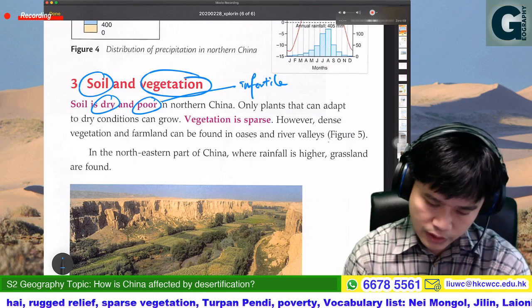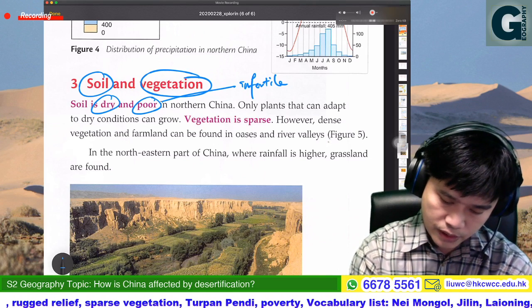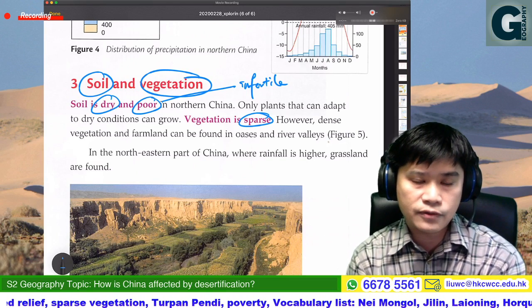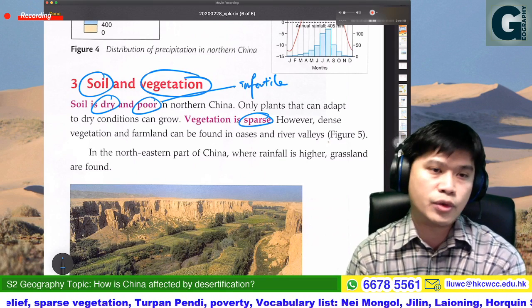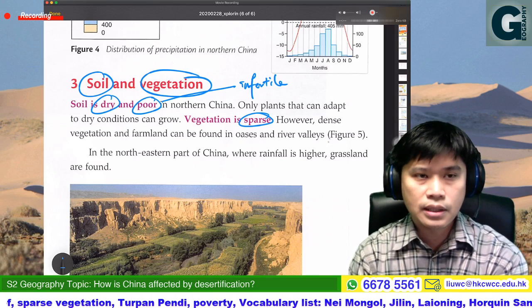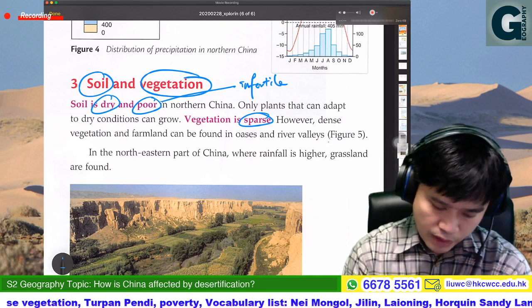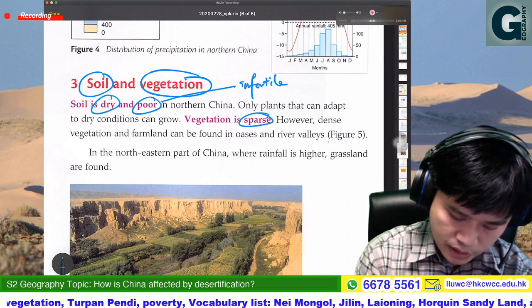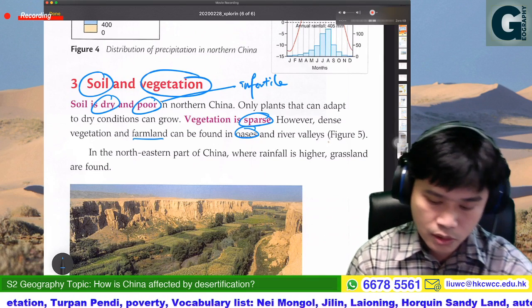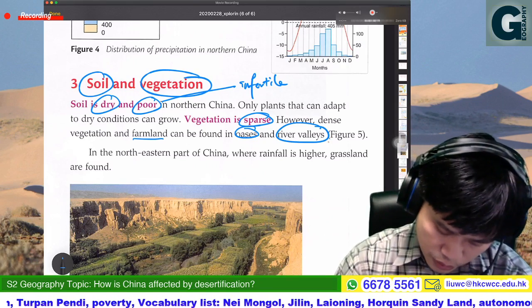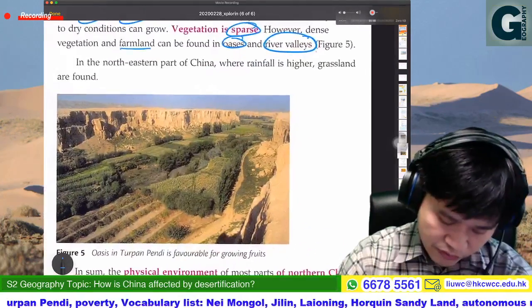And then the vegetation in the northern part of China is sparse. The major type of vegetation there would be some shrub, 矮樹啦，主要都係矮樹啦. However, dense vegetation and farmland can be found in oases, 綠洲啦, and also near the river valley. For example, you can see that in figure 5 here.